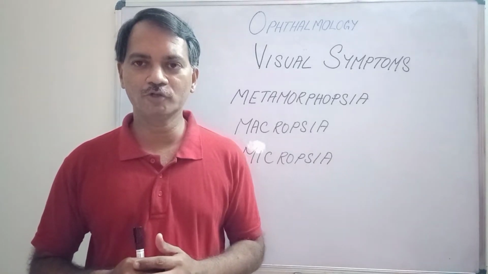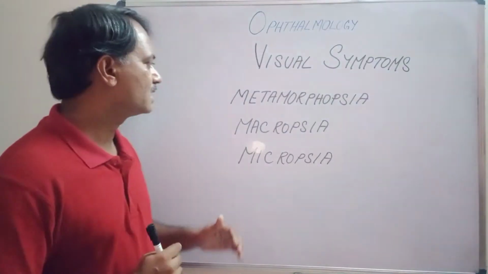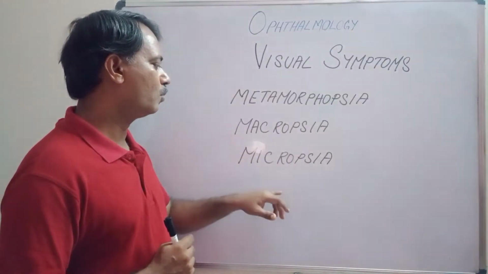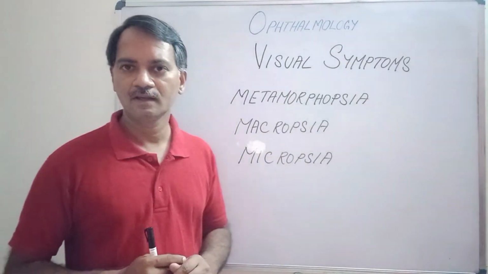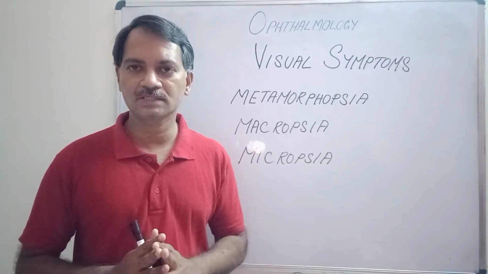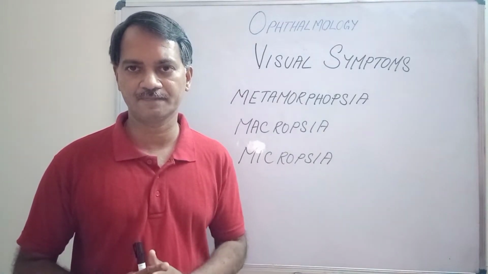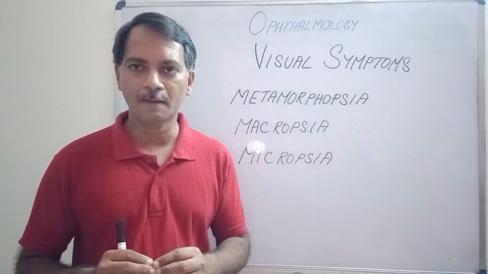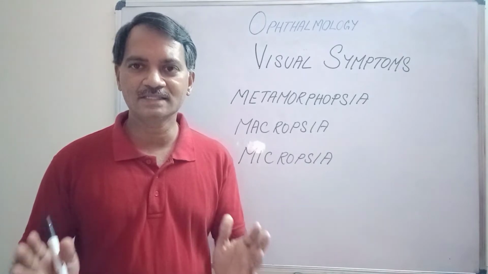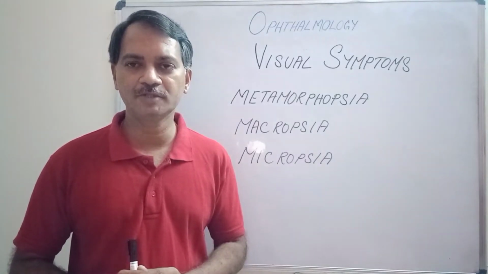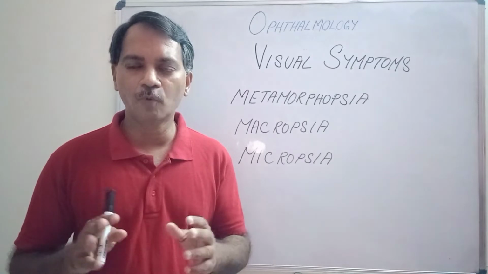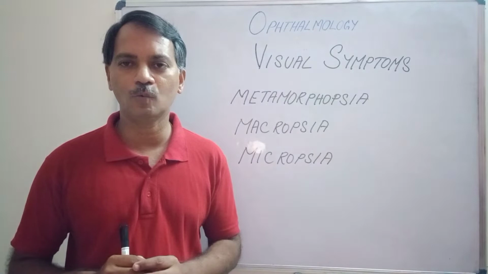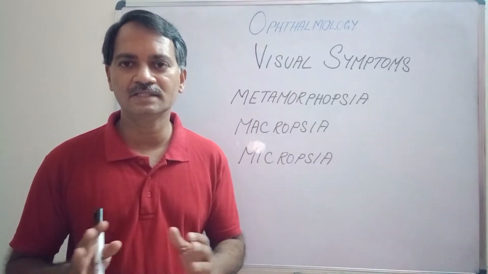Today I am going to tell about what is metamorphopsia, what is micropsia, what is macropsia. Metamorphopsia means distortion of images. Macropsia means the objects appear bigger than their size. Micropsia means the object appears smaller than its size. Let us see why this happens and what are the conditions in which this happens.